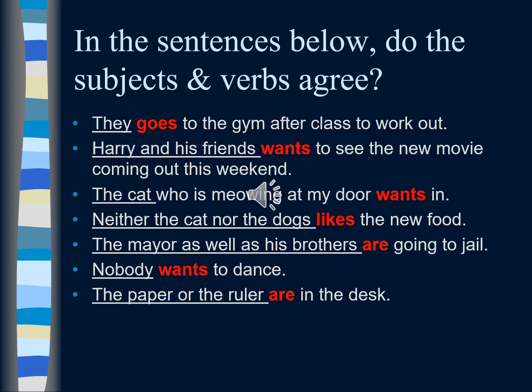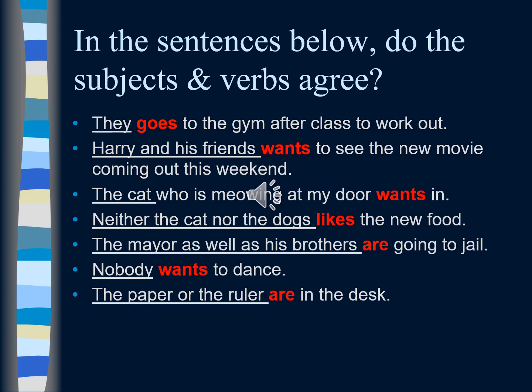Number two, Harry and his friends once. Our subject, Harry and his friends, means that it is plural, and you must have a plural verb along with that. So it should be want, no S. The cat is your subject, and then once is the verb. Cat is singular, once is singular, therefore they agree.